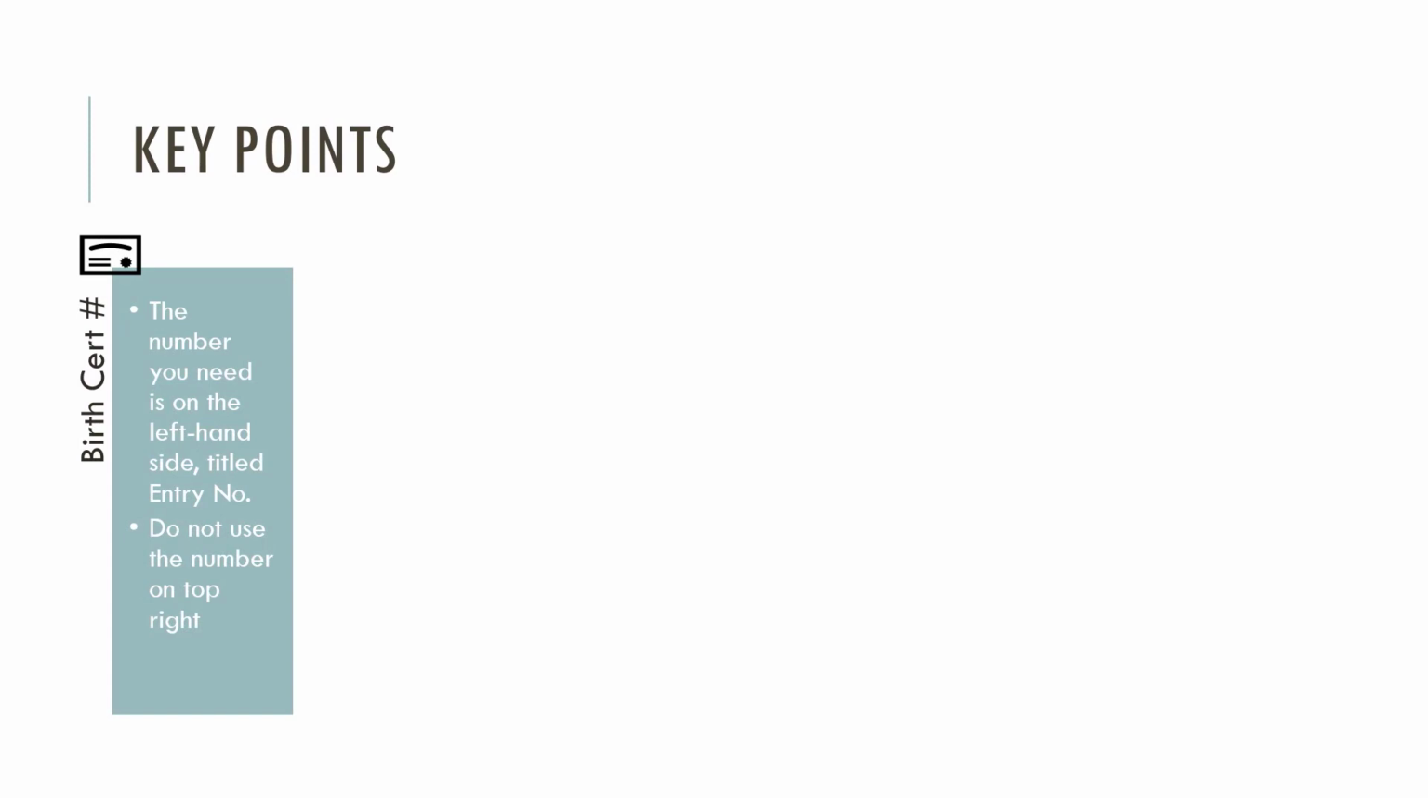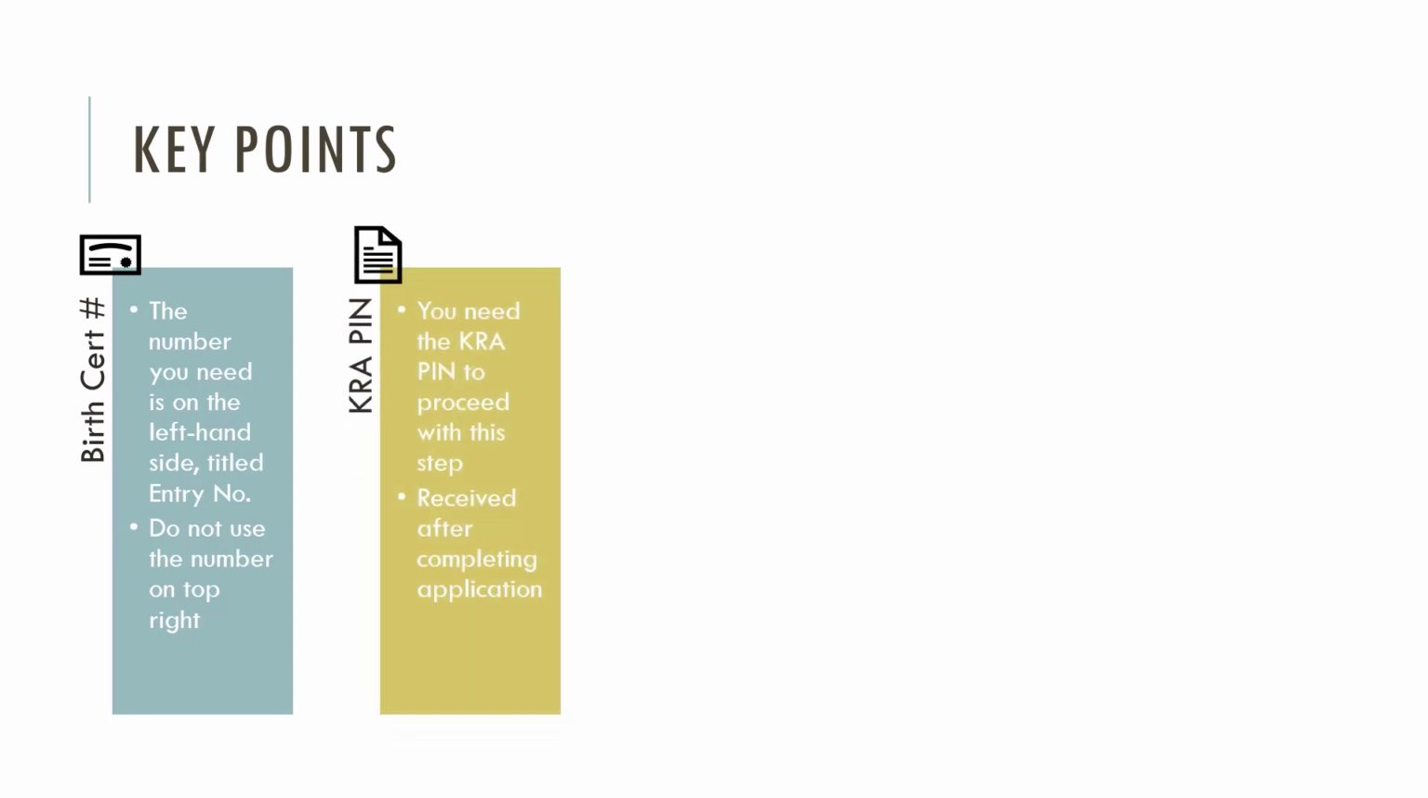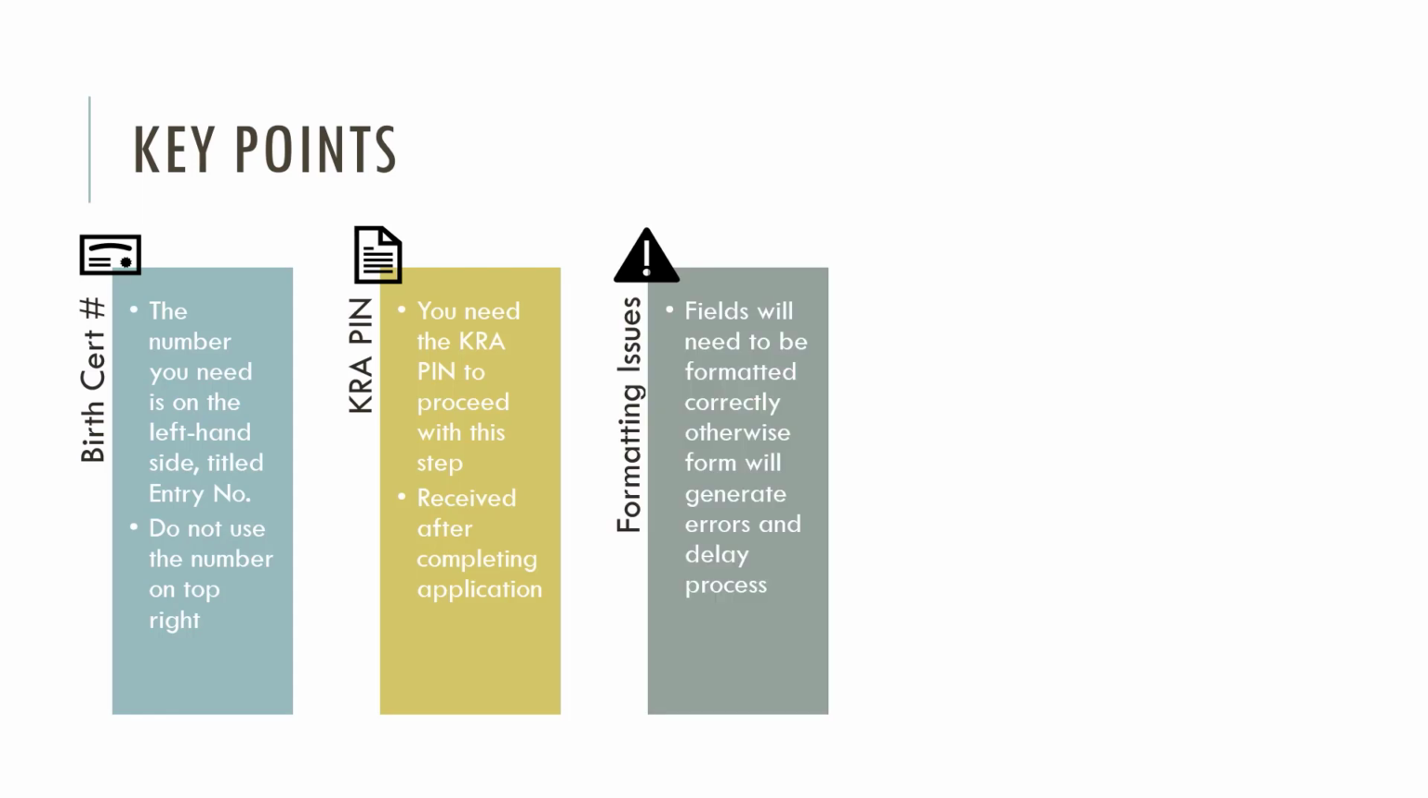The first being the birth certificate. The embassy staff did indicate that there are two numbers on a birth certificate. One, I think, is on the top right, which is probably the form number, and the other being on the left hand side, which is called the entry number. That's what you're going to need. Again, the KRA PIN is going to be required for this part of the process. It is a required piece of information. You should have received that by now before proceeding on to this step. There are going to be some formatting issues, and that is the main goal of the next section, just to show you some of the areas where these formatting issues will give you a bit of a headache.